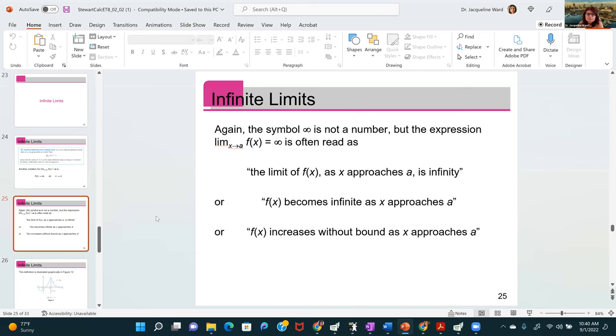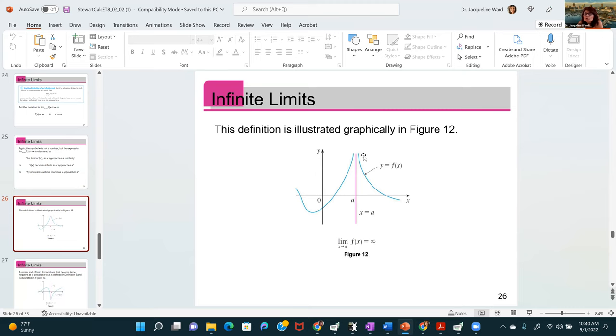So here's an example. Y is the blue function, and that's A. As you're getting closer and closer to A from both the left and the right, if I were to make a table of values, as I got closer to A from both the left and the right, those Y values would be ridiculously large.